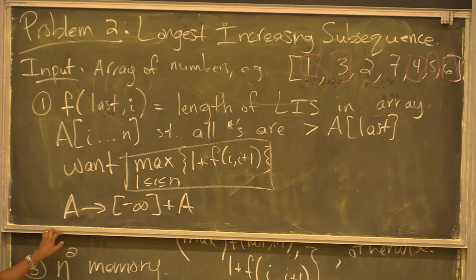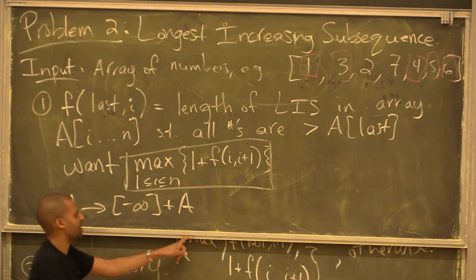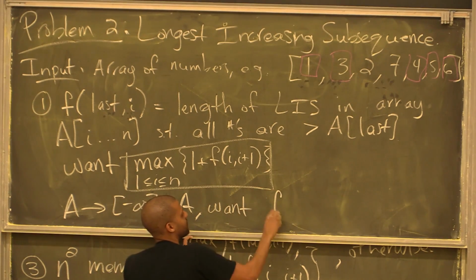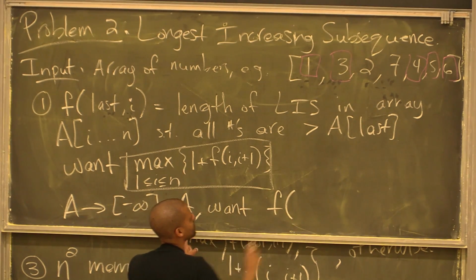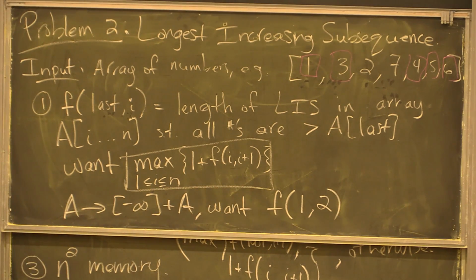So I mean this in Python speak. Take the list that only contains minus infinity and add a to it. And then what I want is f of 1, 2. Does that make sense? The point is, this is just a hack to not have to take a max over all these things. It's the same.